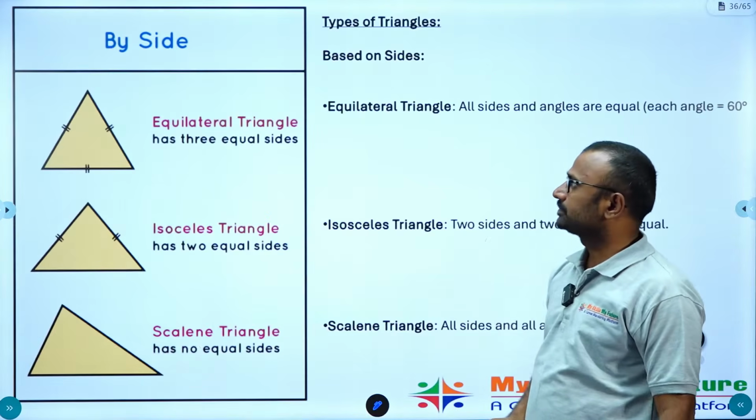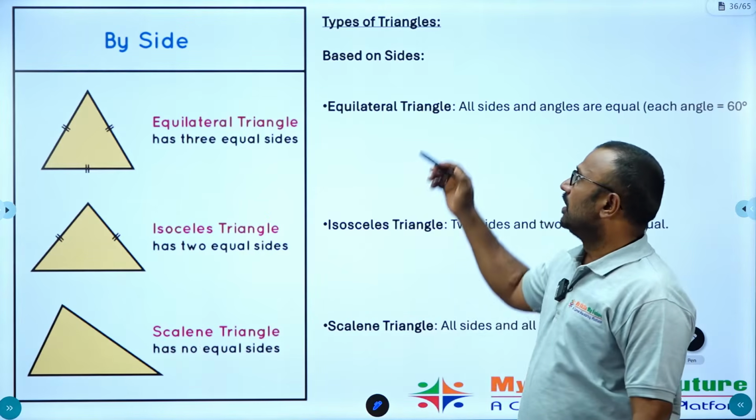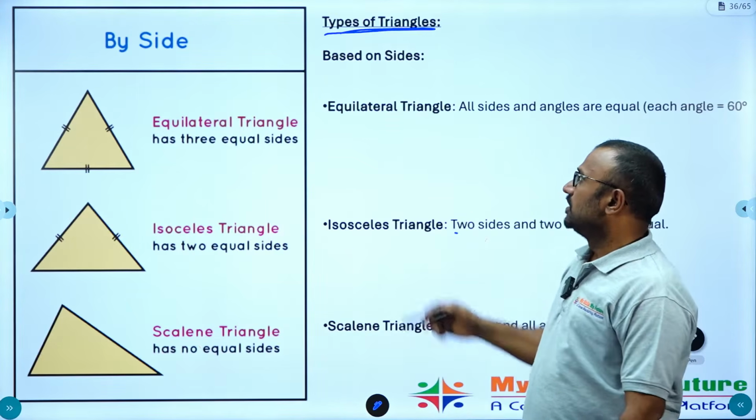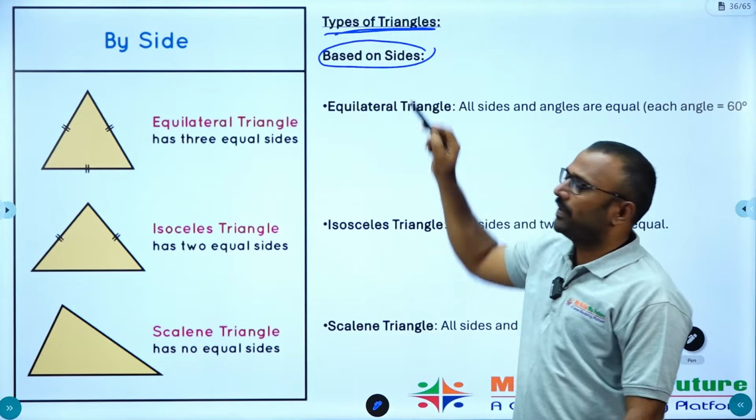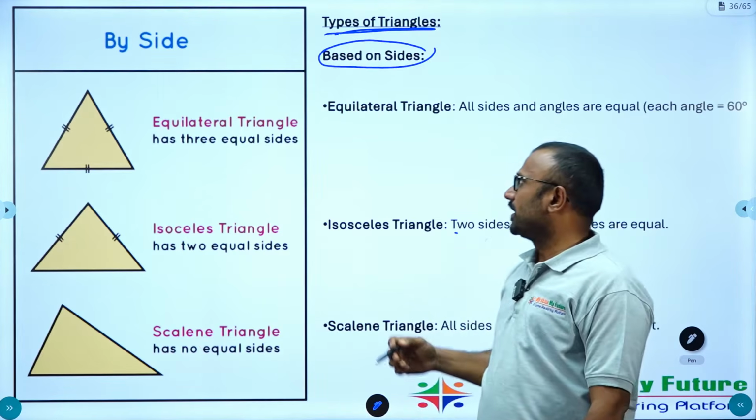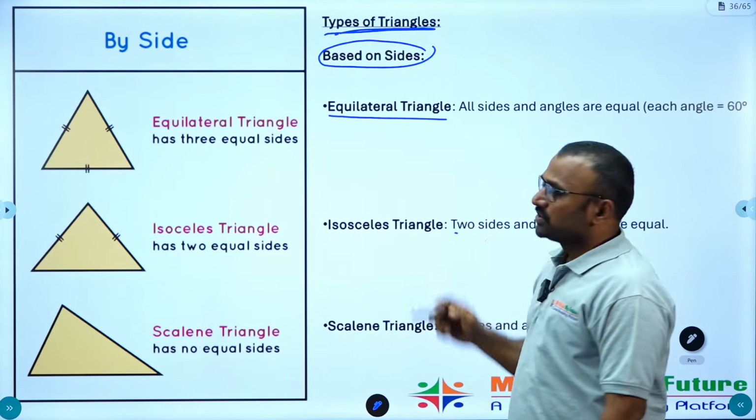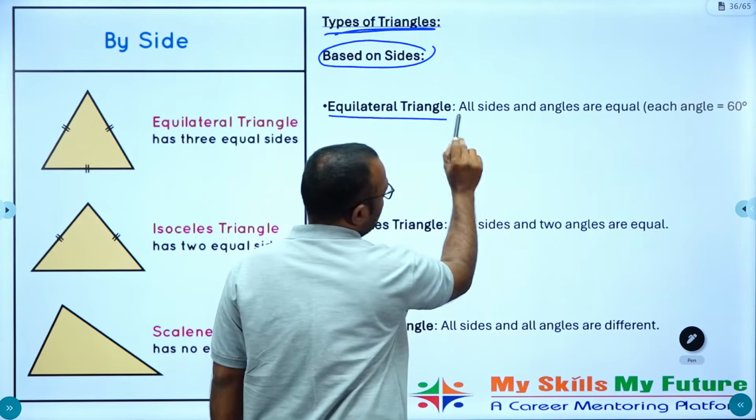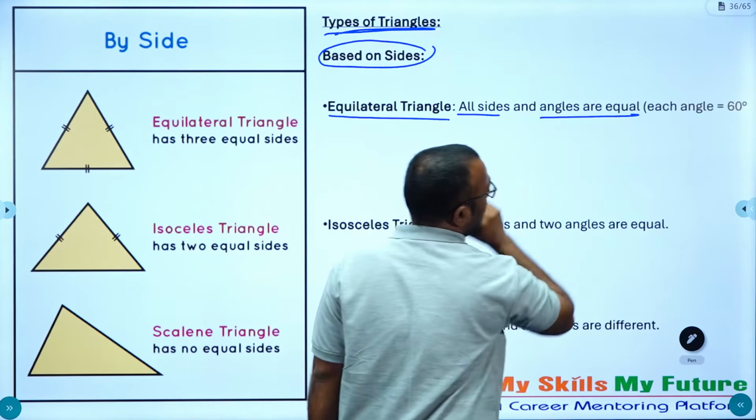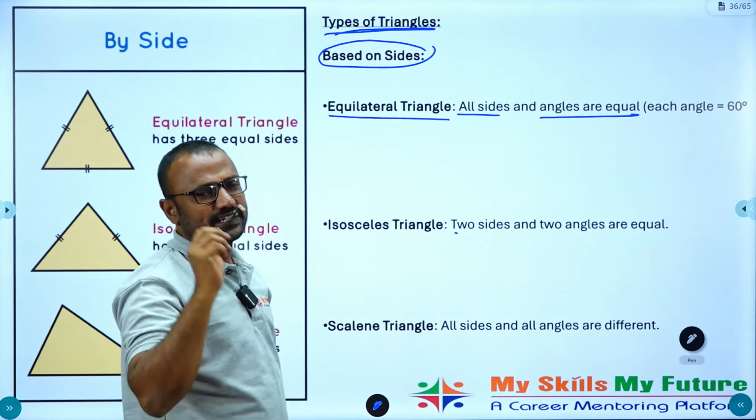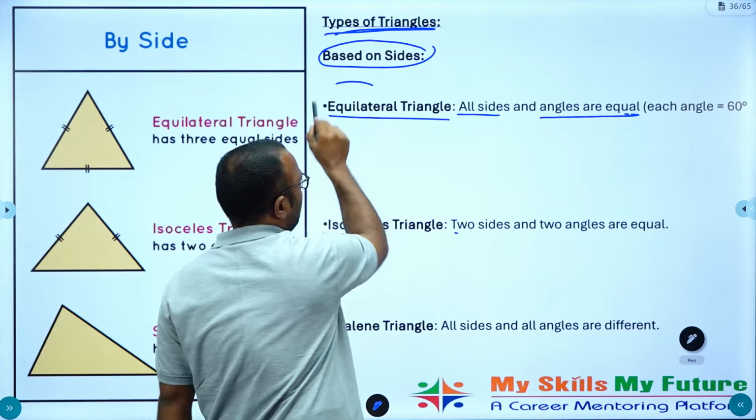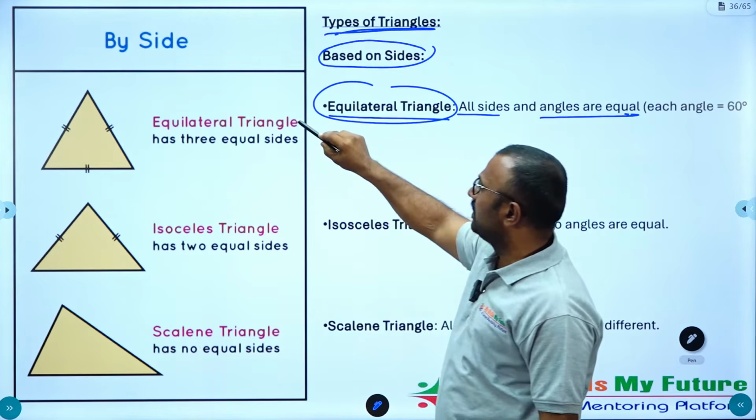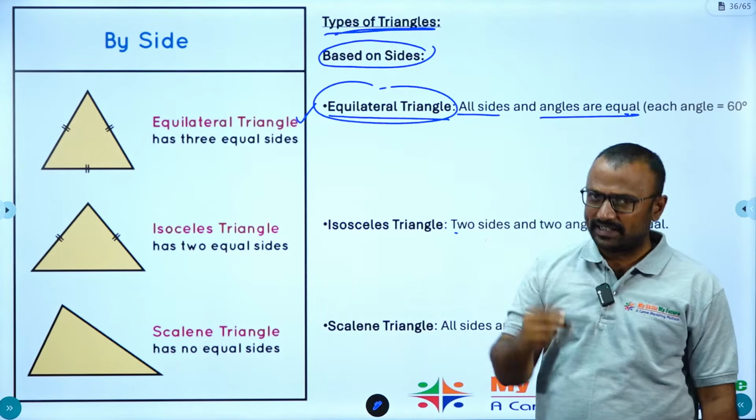Okay, right. So see the types of triangles. Based on sides there is one type, and based on angles there is another. Equilateral triangle: what is an equilateral triangle? All sides and angles are equal. Each angle is 60 degrees. So that is known as an equilateral triangle.